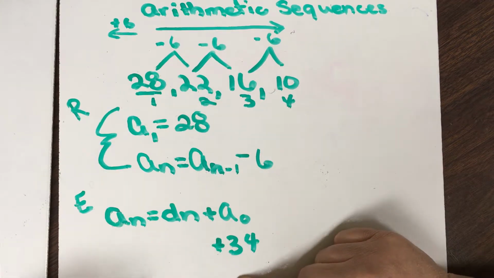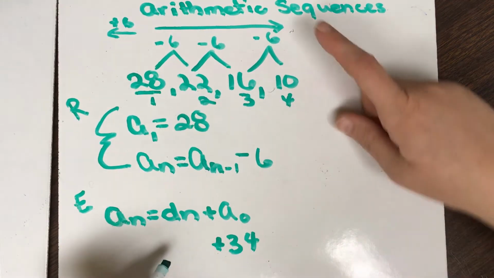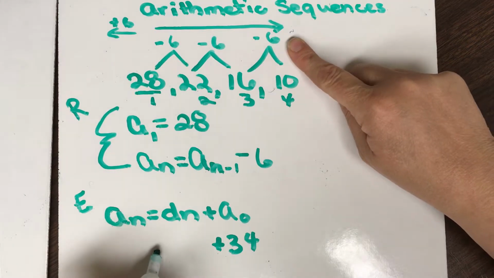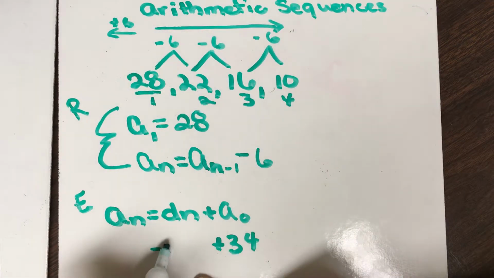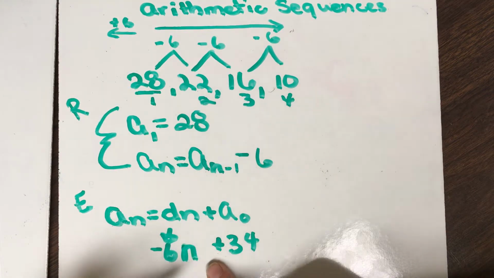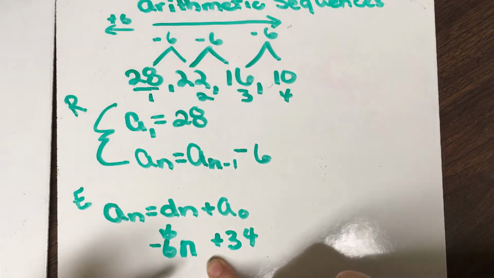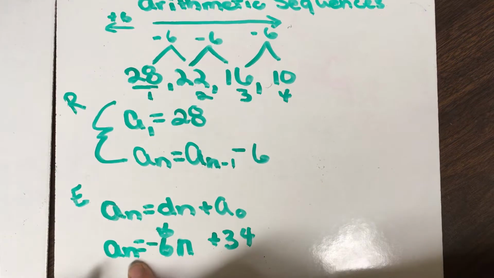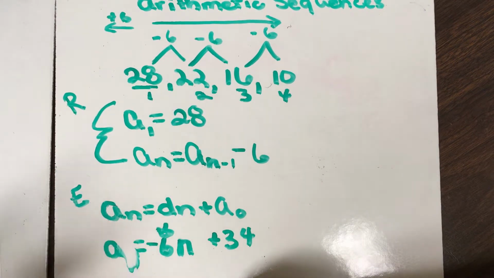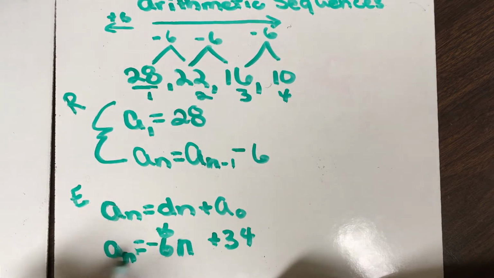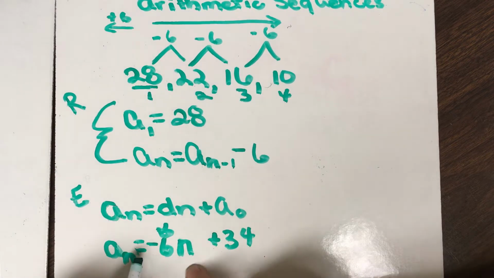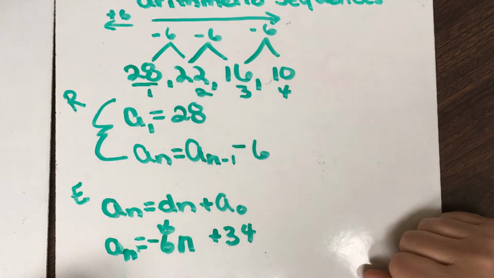Then we need to know what pattern we found. And so that was negative 6. That goes here, plus n. So I need to finish it off by writing this. So a sub n, man, that really doesn't look like it's down lower. A sub n is negative 6n plus 34.